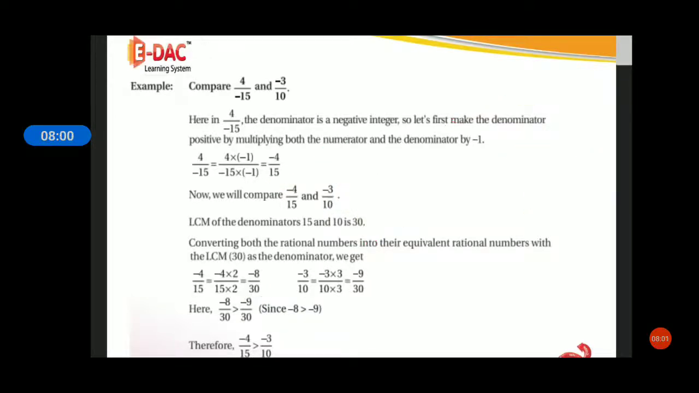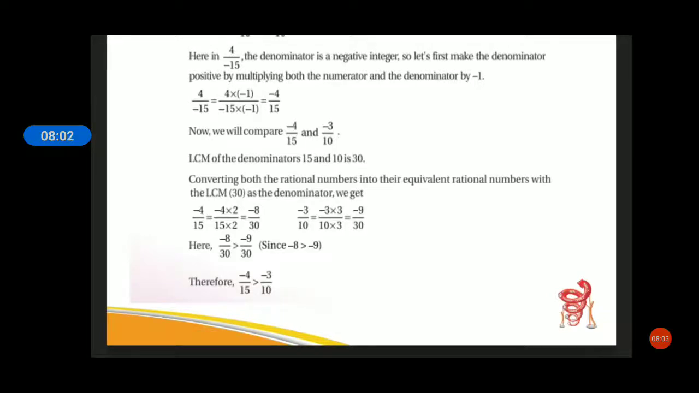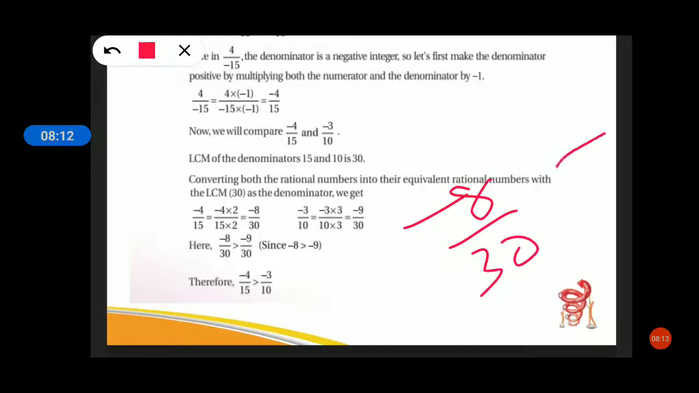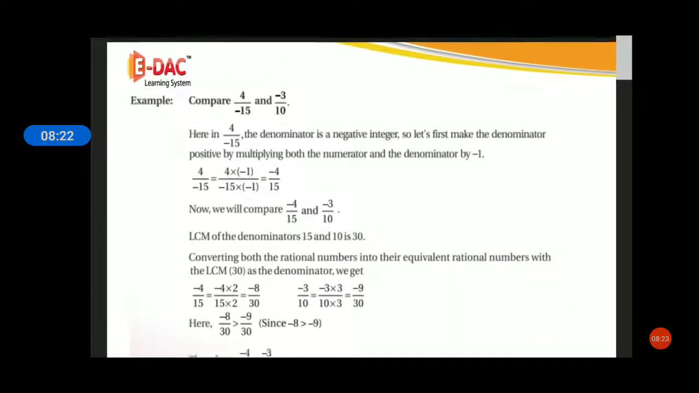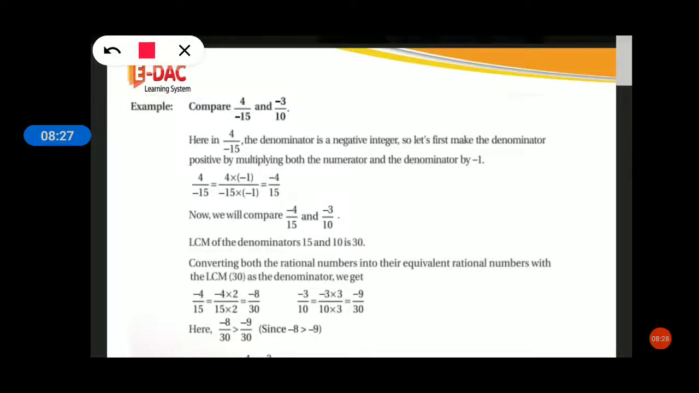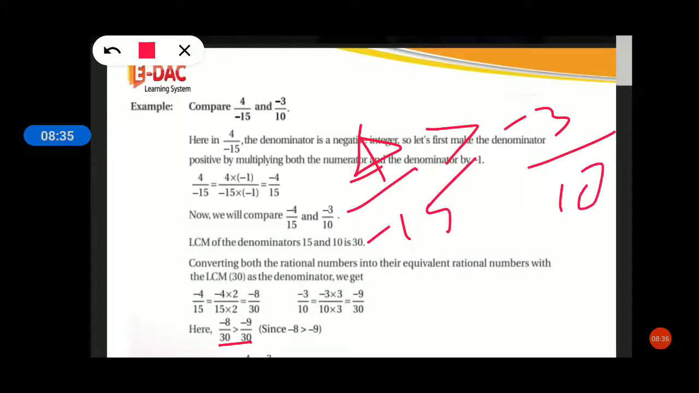Understood students? Now see, in the numerator, which is the greater number? Negative means, what I have said, minus 8 by 30 and minus 9 by 30, which is nearer to 0? Minus 8. So this is the greater number. Now write with the original numbers. What are the original numbers they have given? 4 by minus 15 and minus 3 by 10. So minus 8 by 30 is nothing but 4 by minus 15. This is greater than minus 3 by 10. You need to write with the original question.